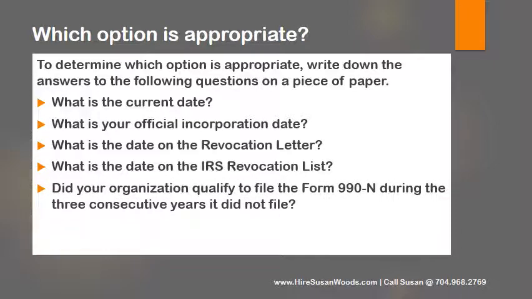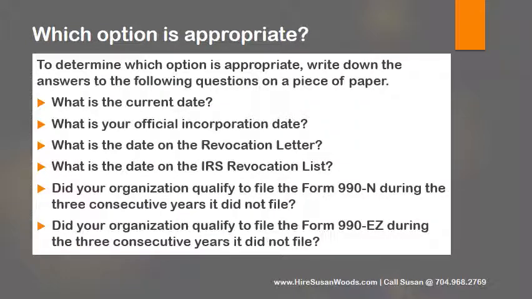Yes or no? Did your organization qualify to file the Form 990N during the 3 consecutive years it did not file? Now think about the 3 consecutive years that you failed to file. During that time frame, was your organization qualified to file the Form 990N, meaning your organization received $50,000 or less for year 1, year 2, and year 3 of the 3 consecutive years? If the answer is yes, write down the word yes.